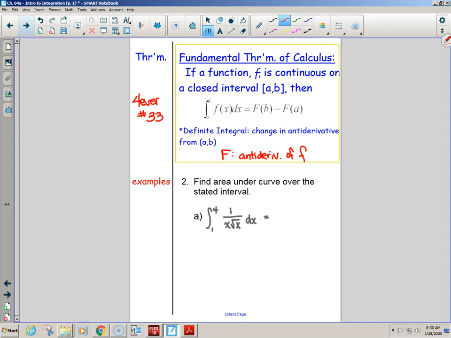Yes, we could draw this. Yes, we could make rectangles under this. Yes, we could fit in 10 or 100 or 1,000. Yes, we could use a sigma and try to figure out a number that stabilizes. Or we could just say, hey, what if we were to look at this as an indefinite integral? If we look at this as an indefinite integral, wouldn't we want to find the antiderivative?